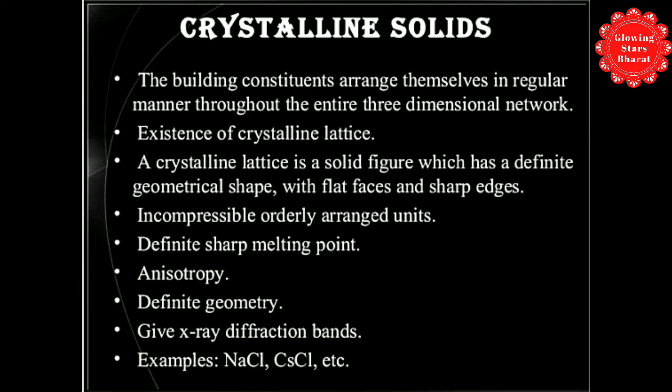Existence of crystalline lattice. A crystalline solid has a definite geometrical shape with flat faces and sharp edges. Crystalline solids are incompressible, with orderly arranged units and a definite sharp melting point. Also, anisotropy, definite geometry, and they give X-ray diffraction. Examples of crystalline solids: NaCl, sodium chloride, CaCl2, etc. are crystalline solids.